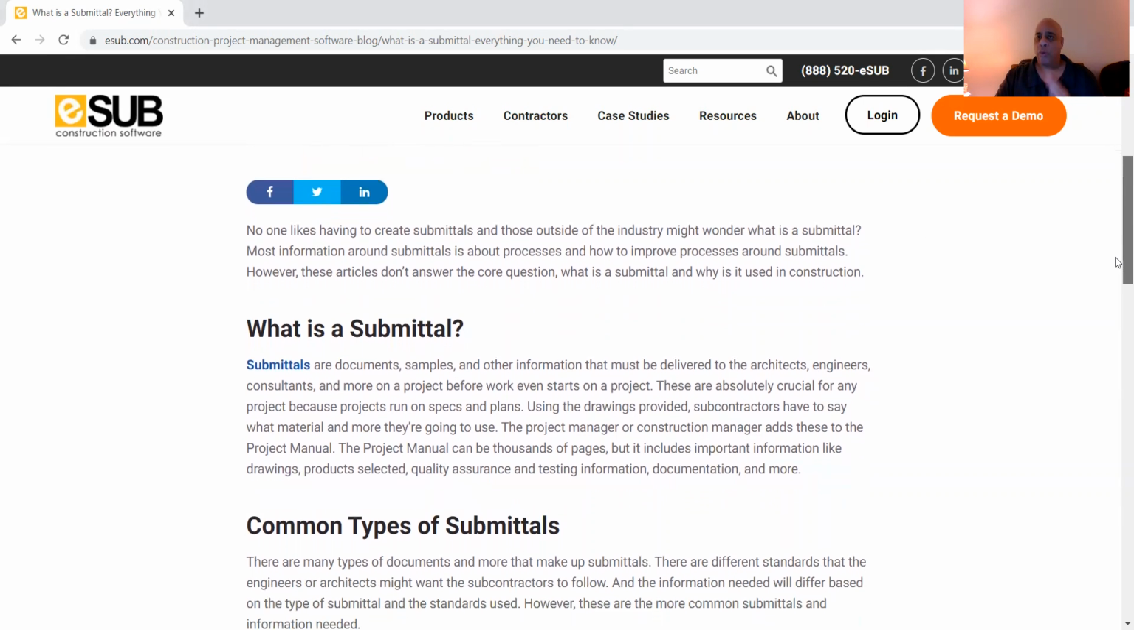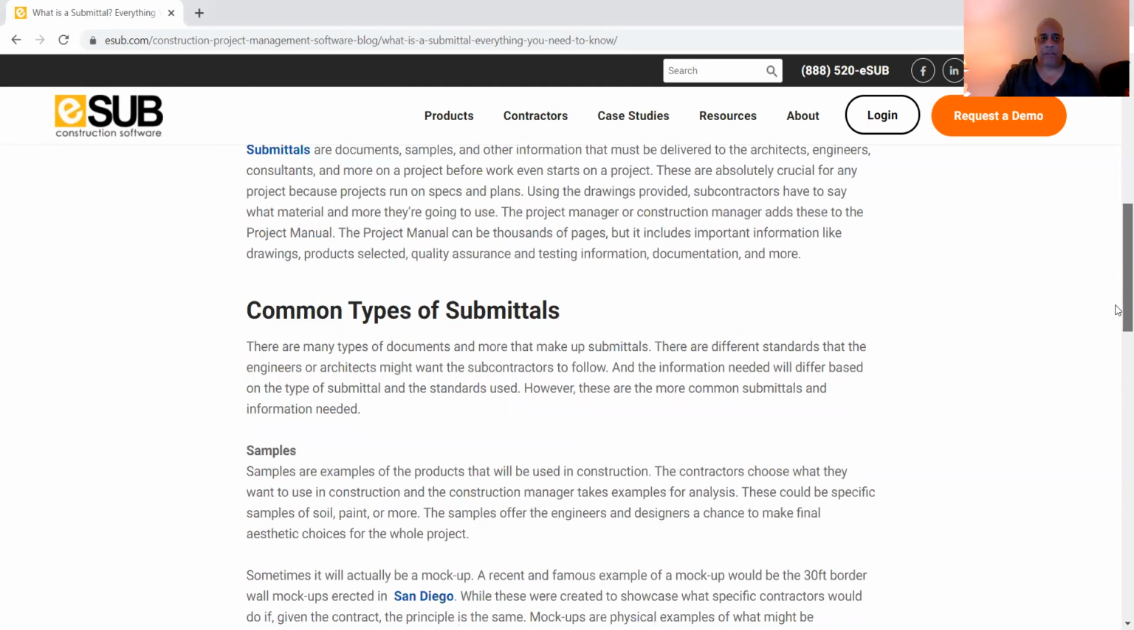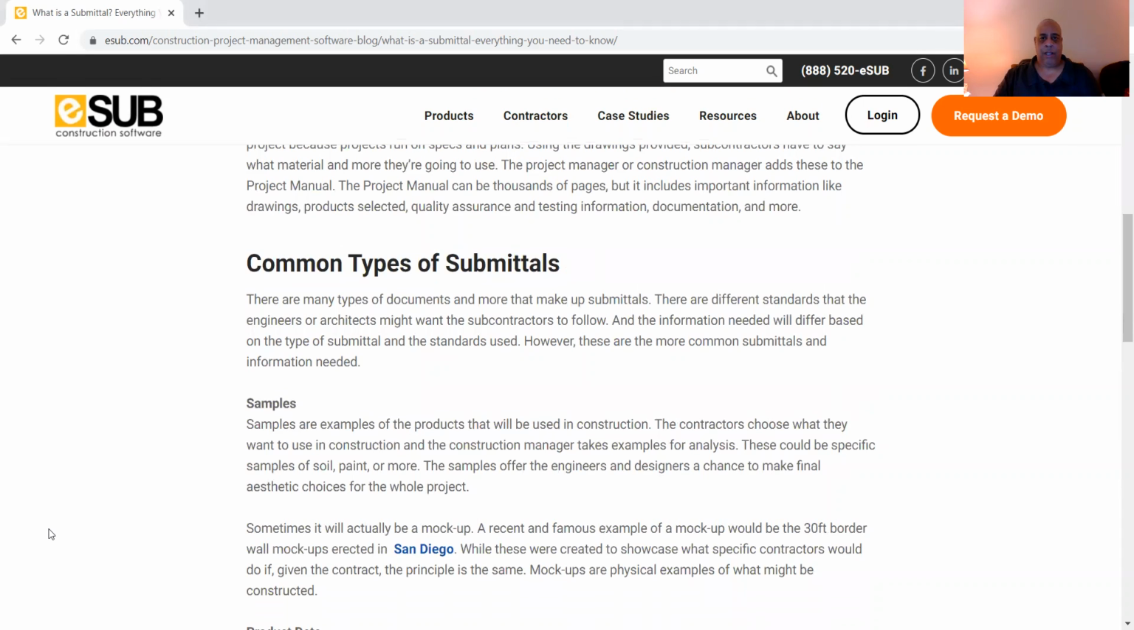Now, when it comes to submittals, there are common types of submittals. The different types of submittals that engineers and architects might want subcontractors to follow, and the information needed, are based on the type of submittal and standards used. However, these are the more common submittals and information needed.